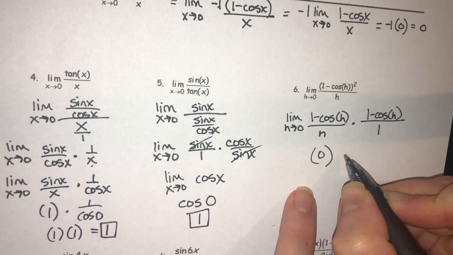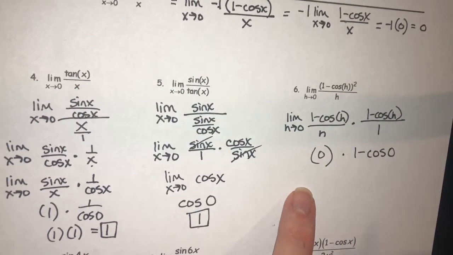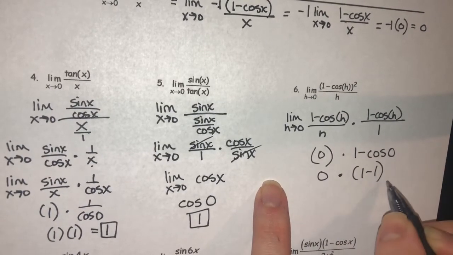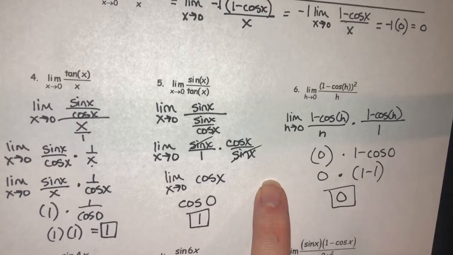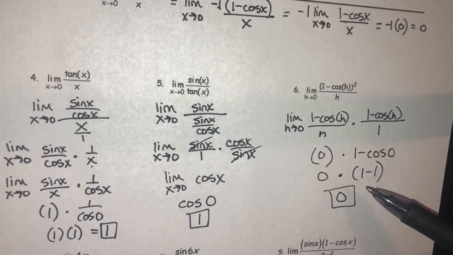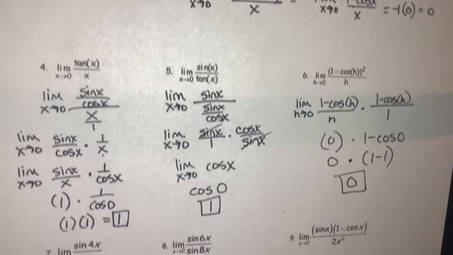But I could say it is 1 minus the cosine of 0 and do a direct substitution, which would be 1 minus 1, which is 0, times 0, which is 0. Is it absolutely necessary to show that right side? No, because 0 times anything is 0. All right.